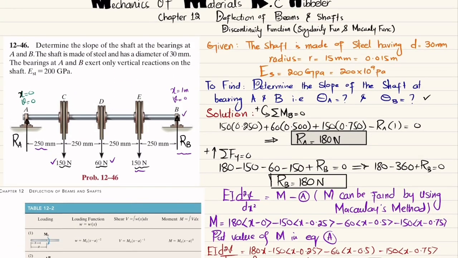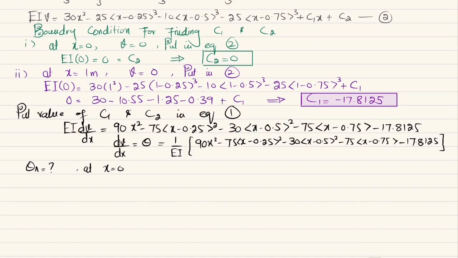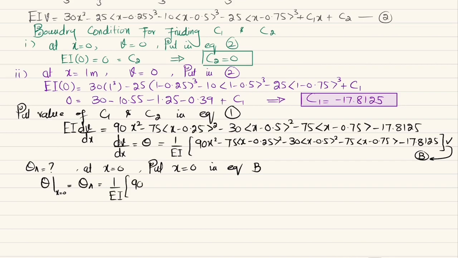Now the slope at A is not known, and this slope is at x equal to 0. So here you can see that x is equal to 0. We have to find the slope at point A, so we will put x equal to 0 in this equation. Let this equation be equation B. Put x equal to 0 in equation B. You will get the slope at x equal to 0, which is theta A, equal to 1 over EI times 90 into 0 squared minus 75 <0 minus 0.25> squared minus 30 <0 minus 0.5> squared minus 75 <0 minus 0.75> squared.